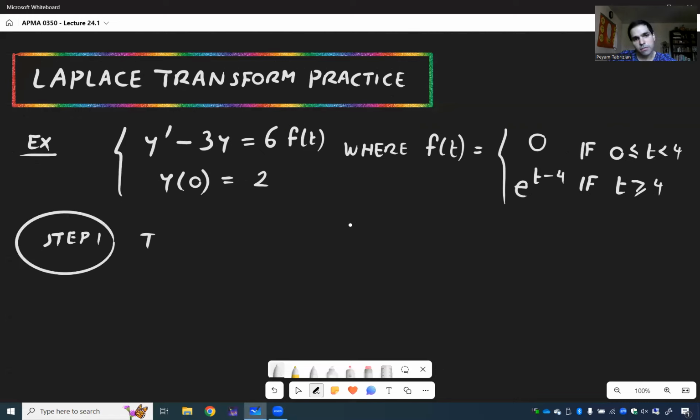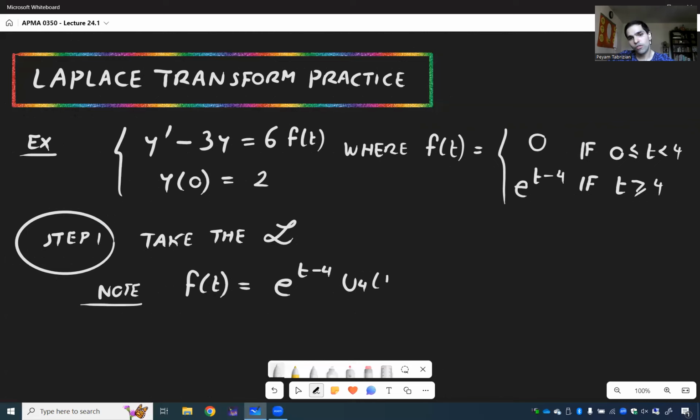So take the L, and of course, you would have to take the Laplace transform of f, but for this, notice that f is a jump function because you start at 0, and then at t equals 4, you jump by e to the t minus 4. So f is just e to the t minus 4 times u4 of t, which literally follows from the definition of u4 of t, because it's either 0 or 1.